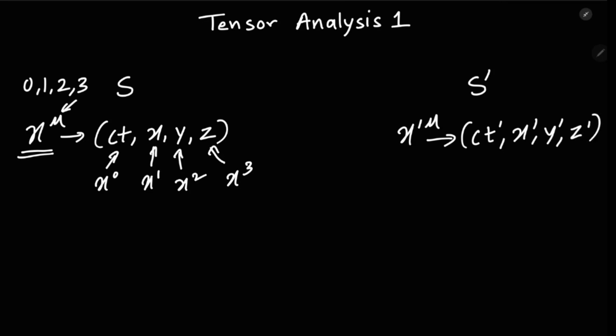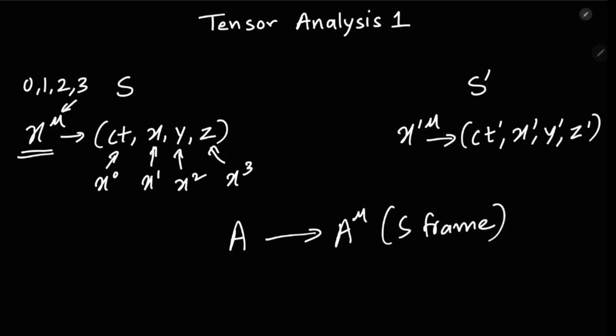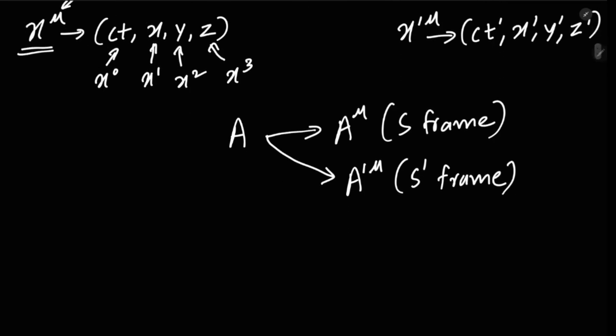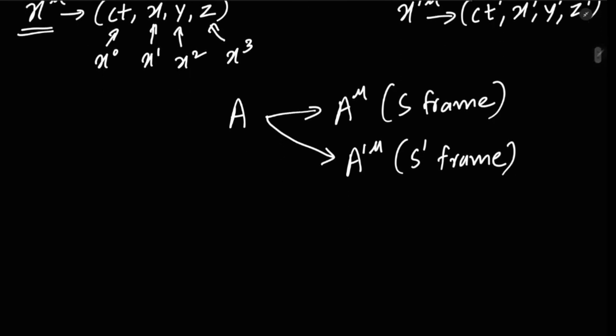Now I'll define what a tensor is. For that, let's take a quantity A. This has, let's say, components A mu in S frame and A prime of mu in S prime frame. Now for A to be a tensor, there should be a particular relation between this A mu and A prime of mu, which I am writing down now.